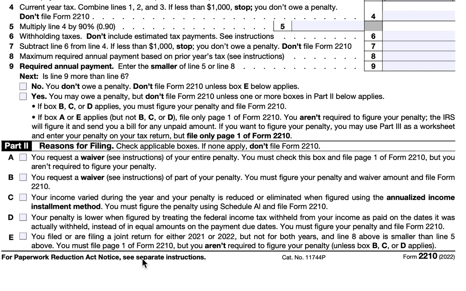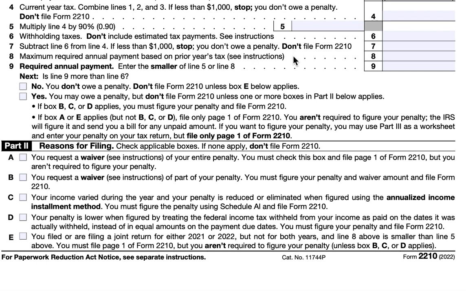And then box E, you either filed or are going to file a joint return for one of the tax years. So this is for tax year 2022, and you go back to 2021. You're filing a joint return for 1 year or the other, but not both. And line 8 is smaller than line 5 above. So your maximum required annual payment based on the previous year's tax is smaller than the 90% of the current year's tax. You must file this form, but you aren't required to calculate your penalty.